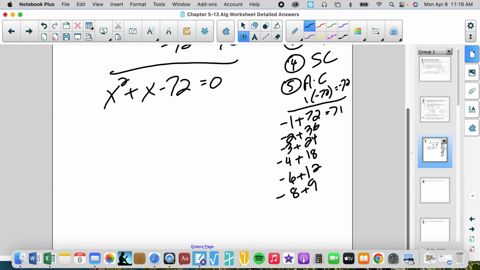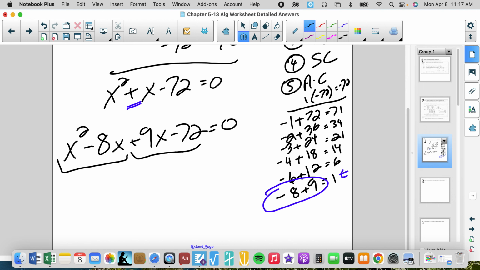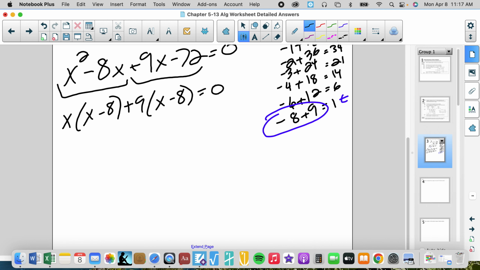We get 71, 34, 21, 14, 6, 1. My middle is 1, so I'm going to use negative 8 and 9. So x squared minus 8x plus 9x minus 72 equals 0. We're going to factor by grouping. Factor out an x, you get x minus 8. Factor out a 9, you get x minus 8.